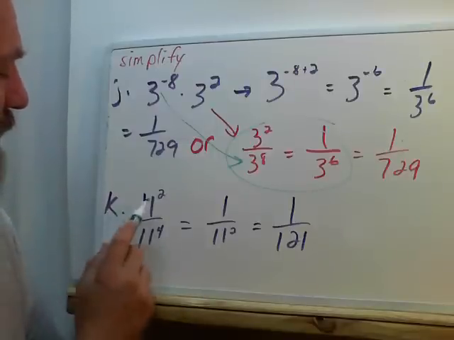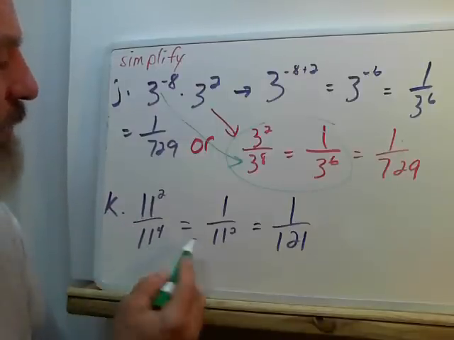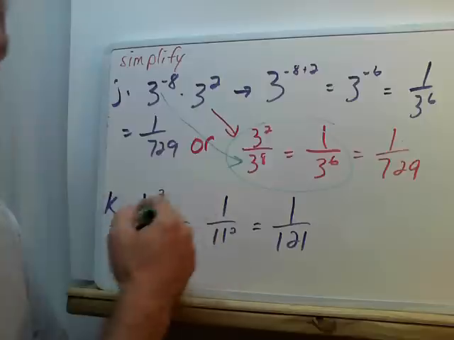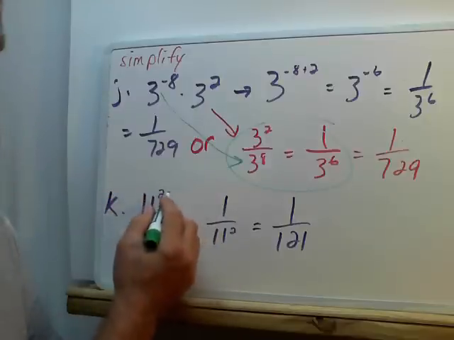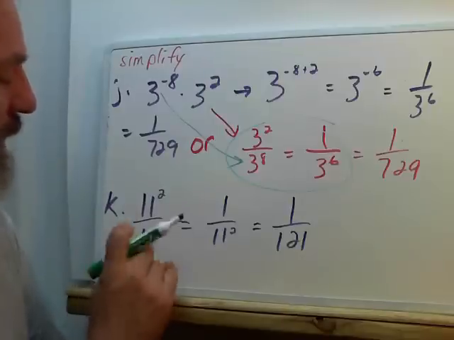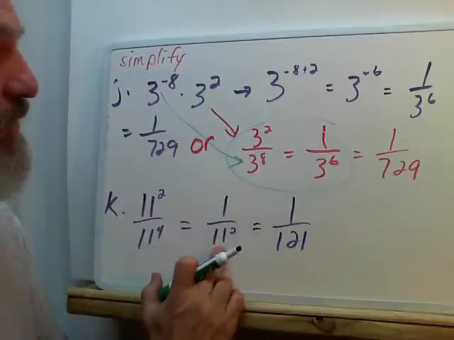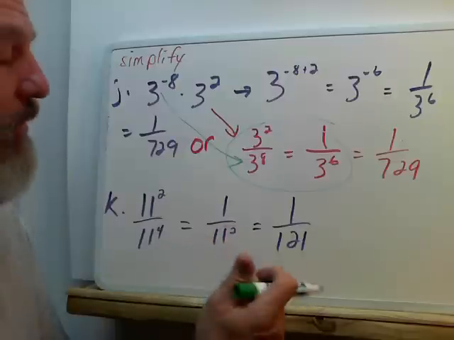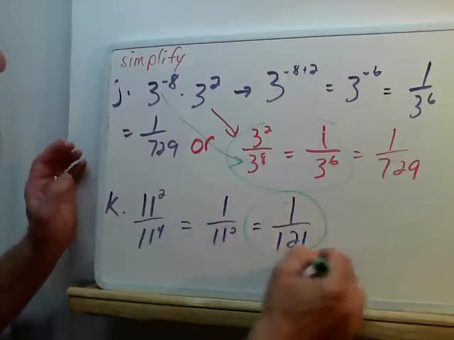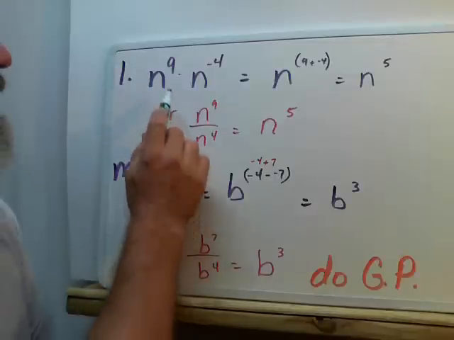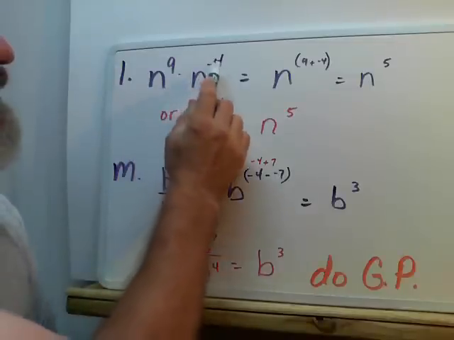Okay, 11 squared over 11 to the 4th. We can imagine canceling out 11 times 11 on the top, 11 times 11 on the bottom. There would still be 2 left, so we would have 11 squared. And 11 times 11, you should all know, is 121. 1 over 121. L, n to the 9th times n to the negative 4th.